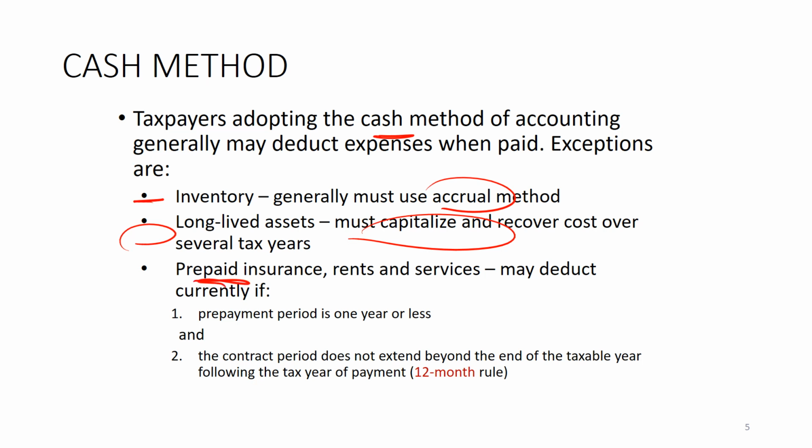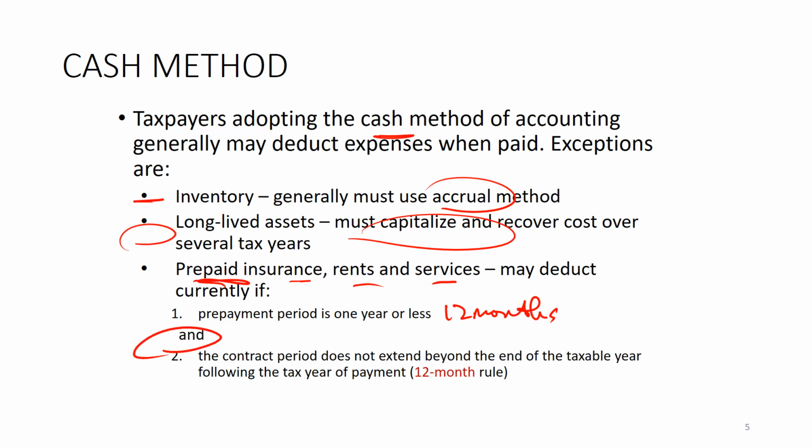And then with respect to certain prepaid items, if you prepay insurance, rents, and services, you can deduct those currently if the prepayment period is 1 year or less. So we're looking at 12 months or less. So if you're paying in advance, and that's only going to be for 12 months or less, then you can go ahead and deduct that currently.